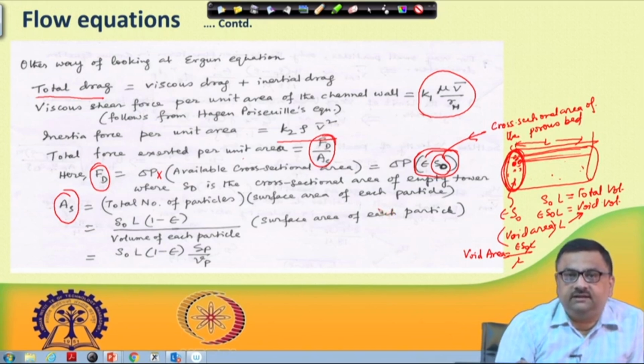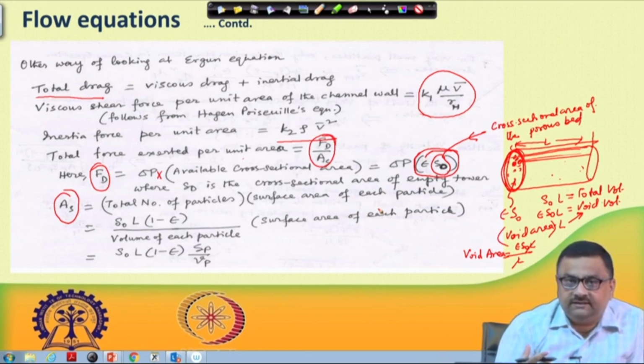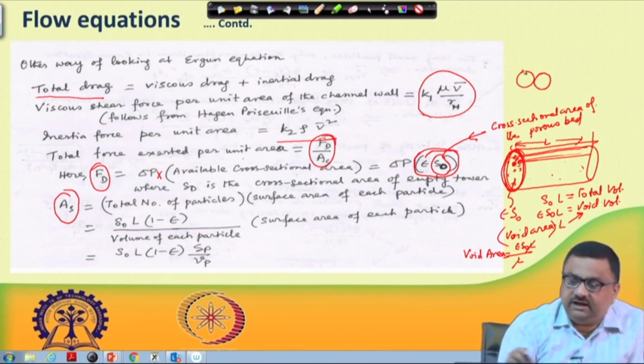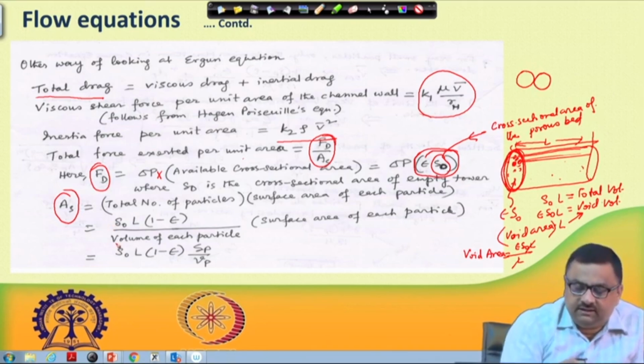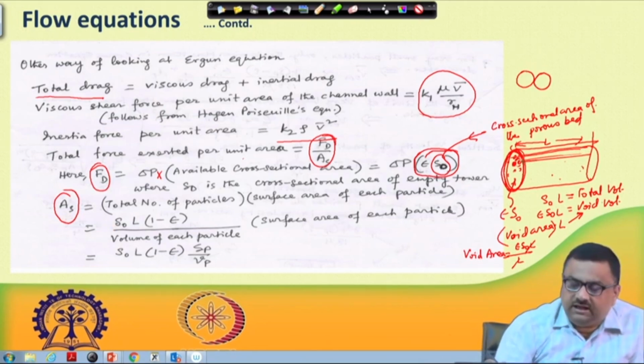That means you are assuming that these particles do not have any common area, that two particles are not sharing a common area, and they are isolated. One particle and another particle are meeting, but there is no common area. With that assumption, one can write the total surface area.